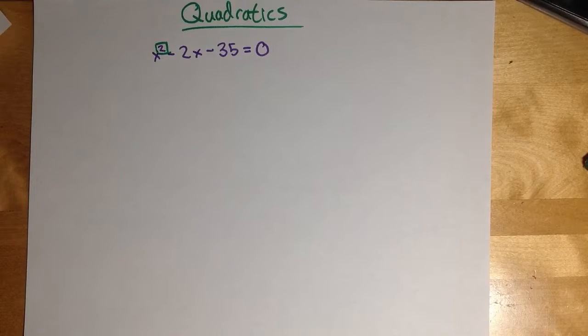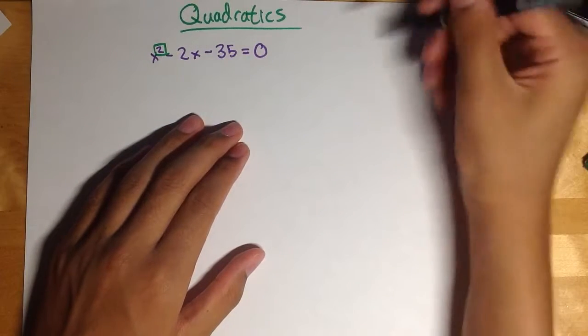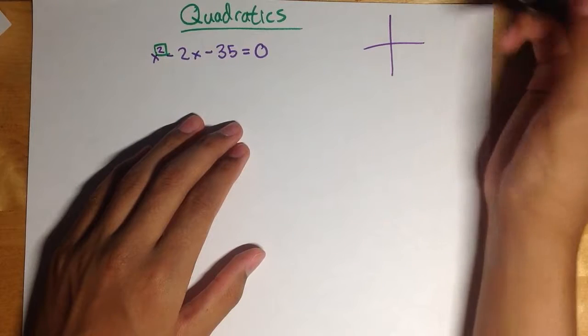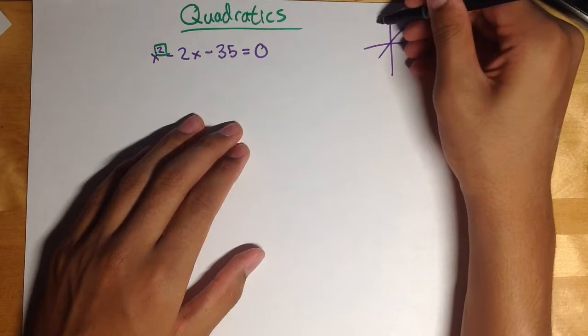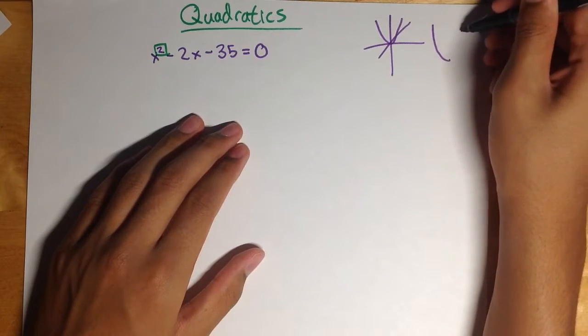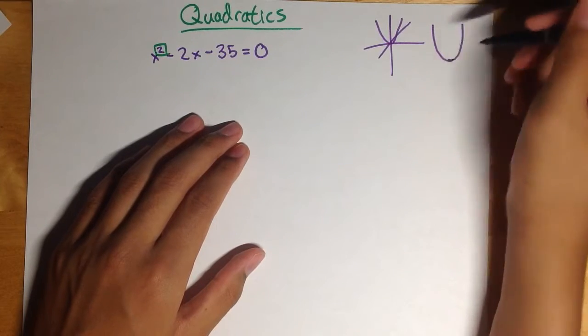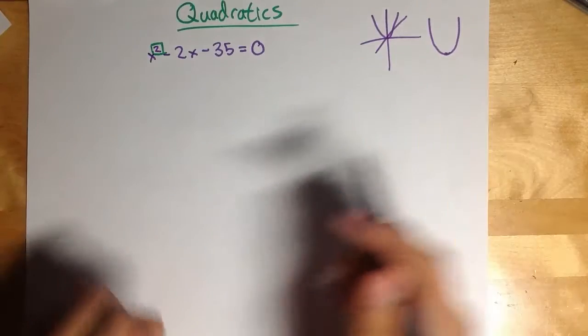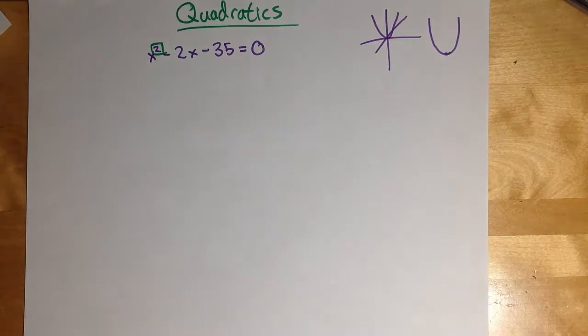So, to be clear, the graph of a quadratic looks something like this. If you have this plot here, this is what a line would look like. A quadratic comes in the form of this curve. It's called a parabola. There you go. We can delve into why that is later.